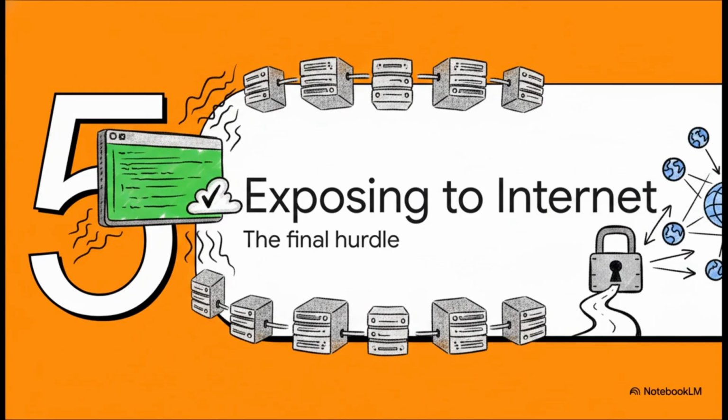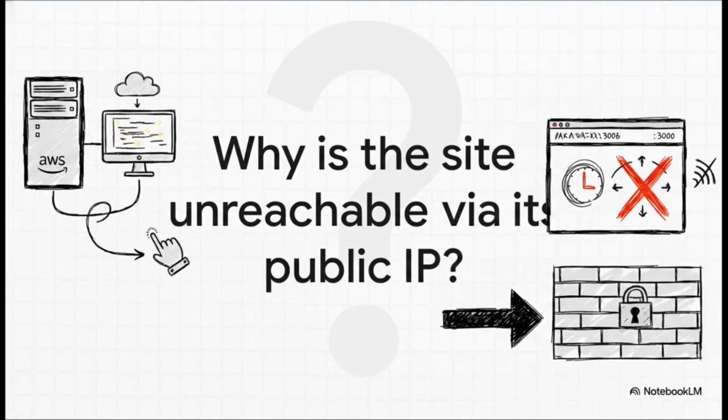Section 5. Exposing to the internet. We've reached the final hurdle. Your terminal outputs that beautiful success message. Server is listening on port 3000. We've done it. The app is happily running in the cloud. But we're about to hit a final, incredibly common hurdle. You grab the public IP address of your brand new EC2 instance, you paste it into your web browser, you add :3000 for the port, hit enter, and absolutely nothing. It just times out.